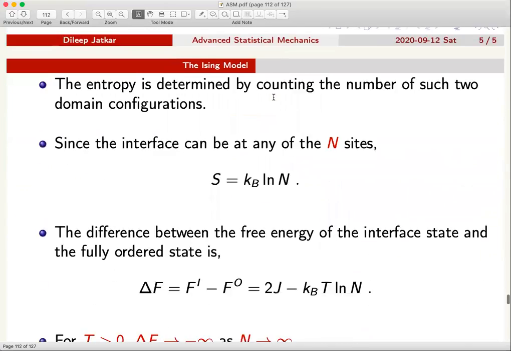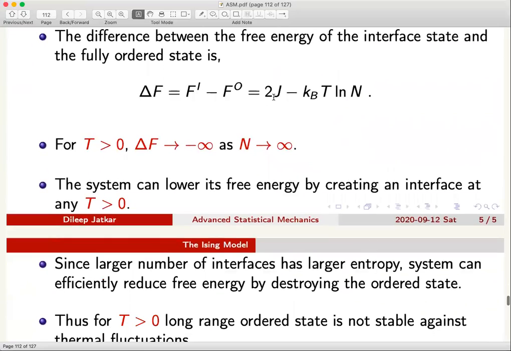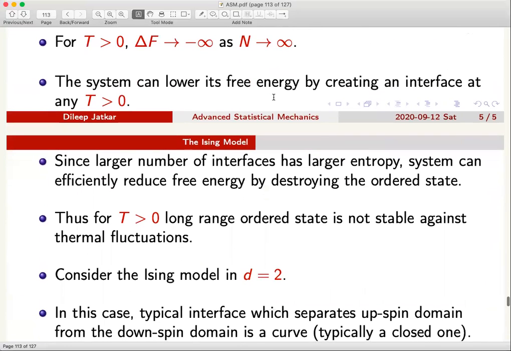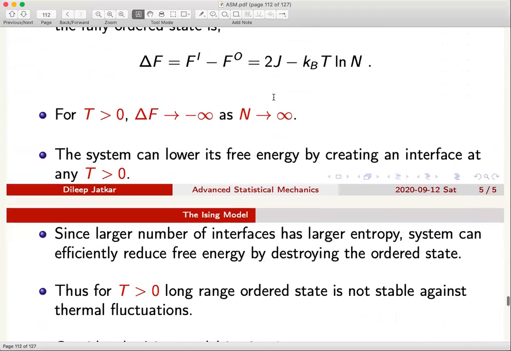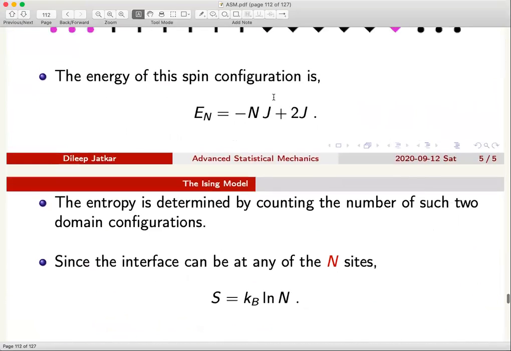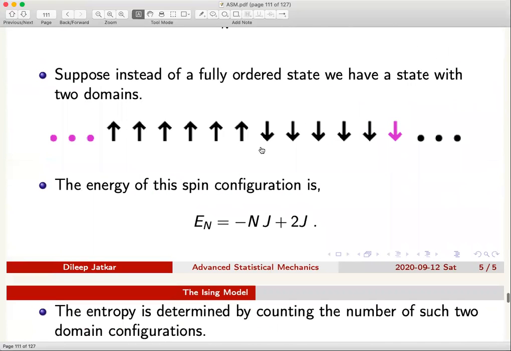Okay, so what you find is that the system may prefer to get into a larger number of interfaces, because that would have larger entropy. Just look at this setup. Suppose you have an up-down pair, and let's call this up-down pair to be at location 0 and 1. And then you have an up-down pair at location, say, 2000 and 2001. That is one configuration.